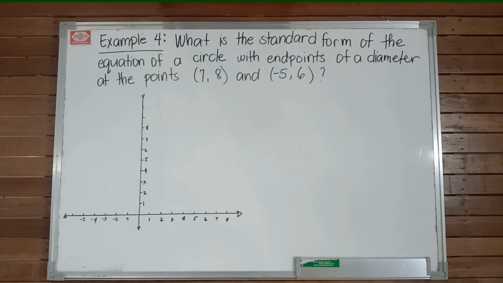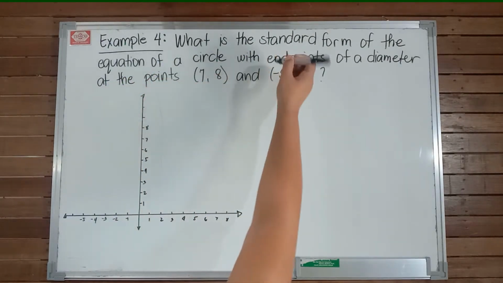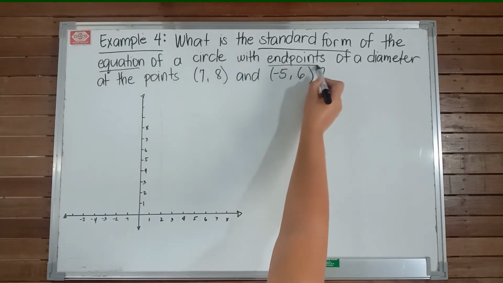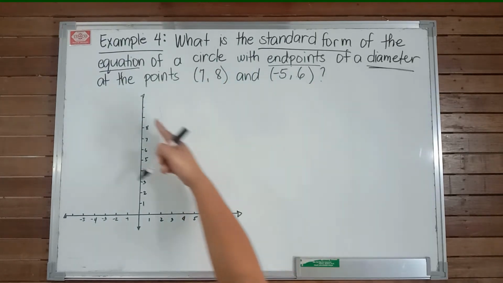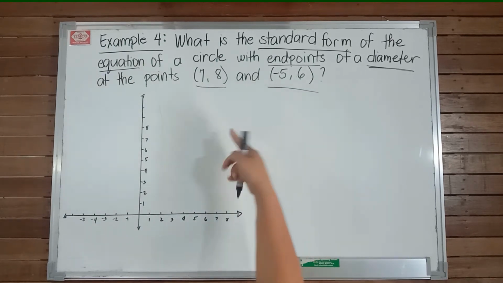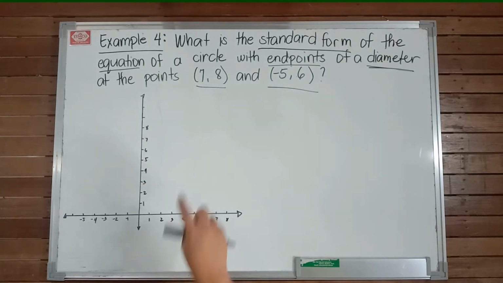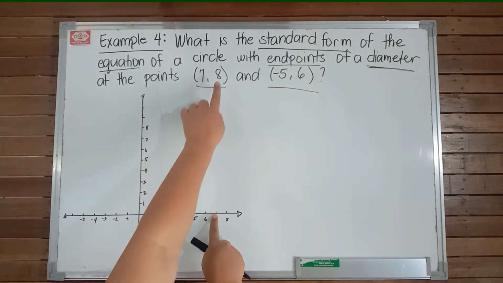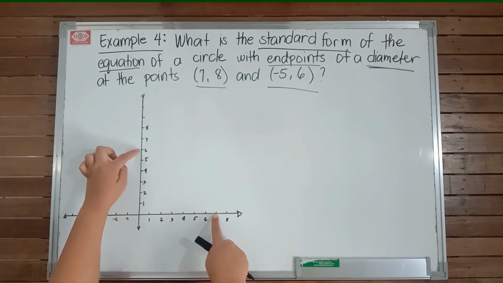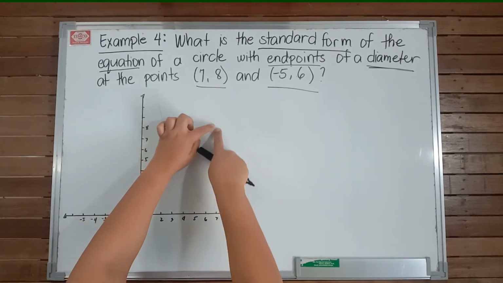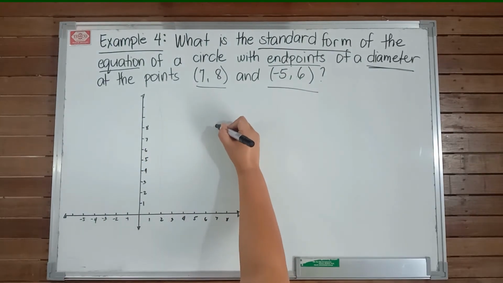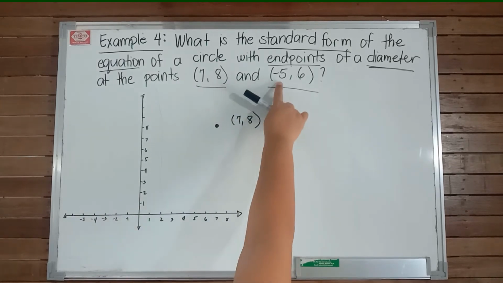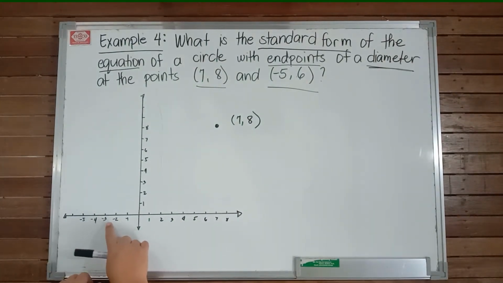Now let's have our example 4. What is the standard form of the equation of a circle with endpoints of a diameter? Take note of the diameter at the points 7, 8, and negative 5, 6. Kung natatandaan nyo, ang diameter ay parte ng circle na kung saan pag hinati mo to, mabubuo ang radius. So, from one point of a circle to another point of a circle, gaguhit ka ng line, it will pass through the center, that is called the diameter. Pag hinati mo yung diameter, yun ang radius.